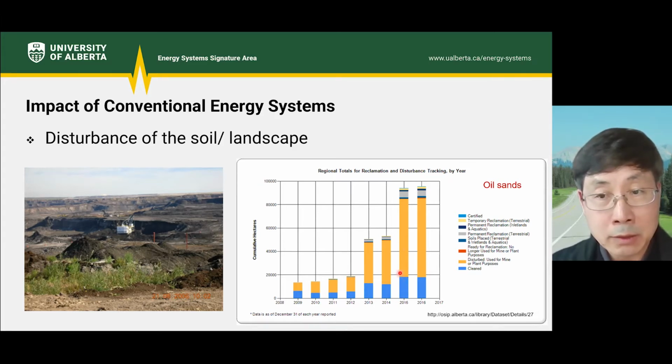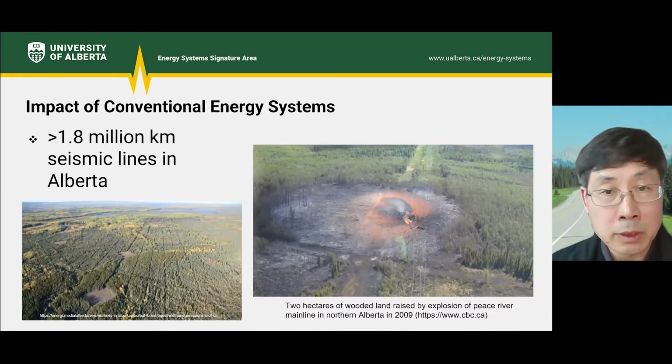And currently, again, just using the oil sands as an example, a really small fraction of the disturbed area has been reclaimed or certified in particular. So a lot more disturbance needs to be dealt with. So this is obviously a really large impact of some of these conventional energy systems on the environment.